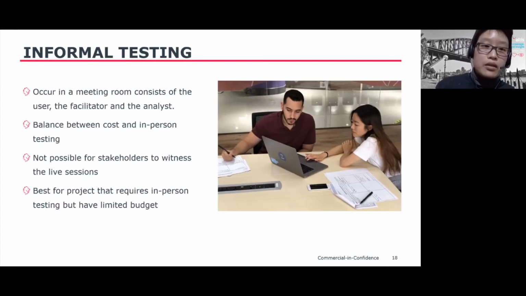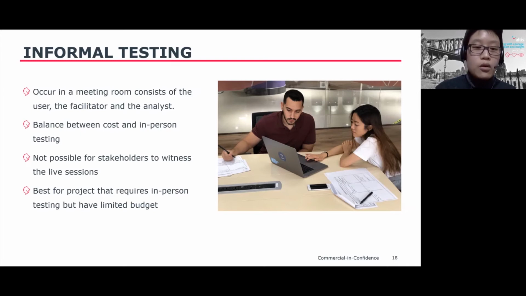So the second type of testing is informal testing. This type of testing usually occurs in a meeting room, and consists of the user, the facilitator, and the analyst. This is also quite a popular option because it balances cost and in-person testing. However, because it's quite informal and has a limited group of people involved, sometimes it is not possible for all stakeholders to witness the live session.